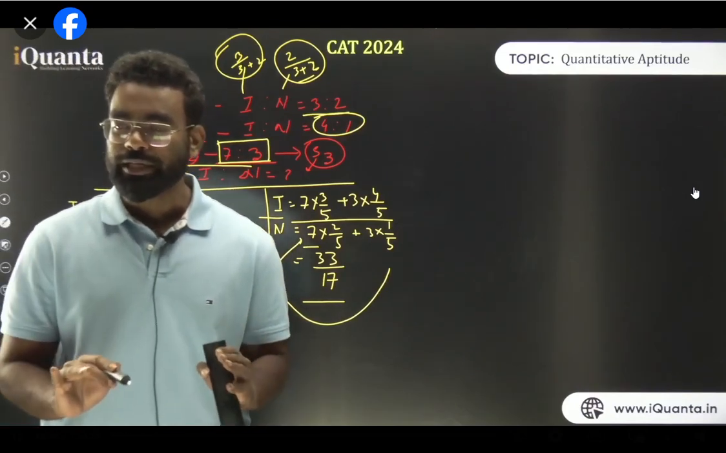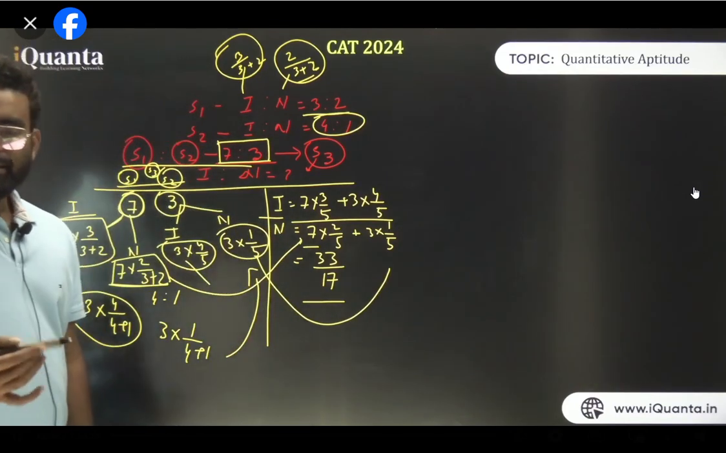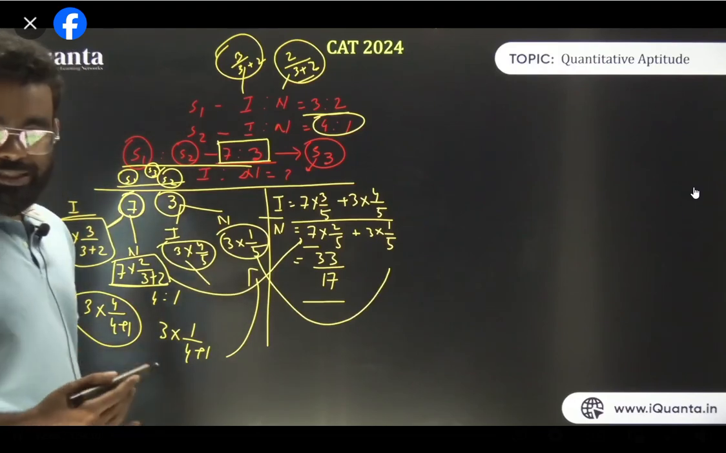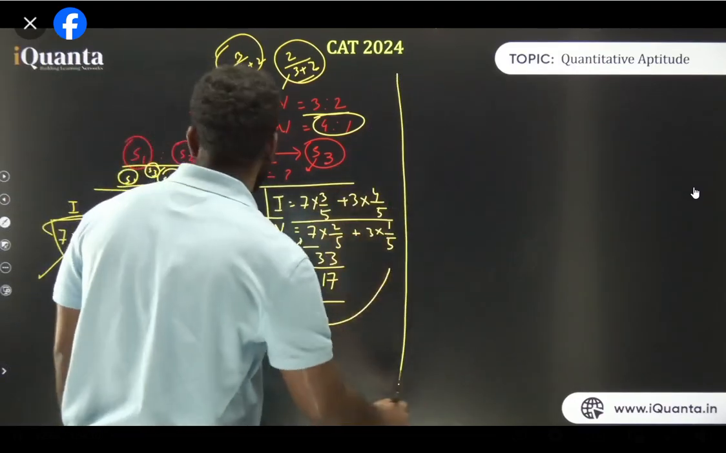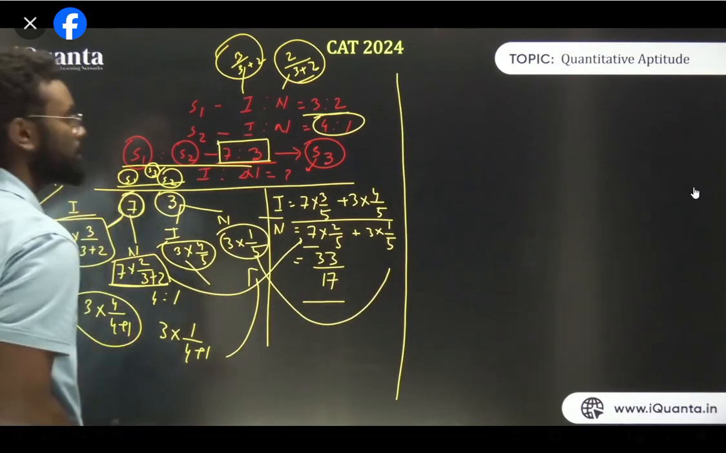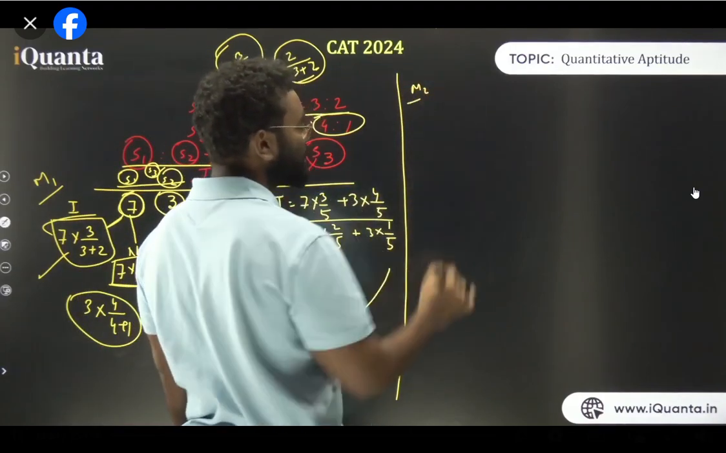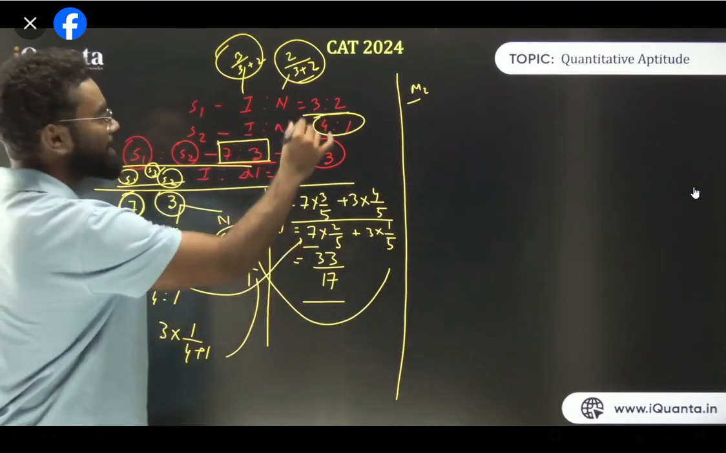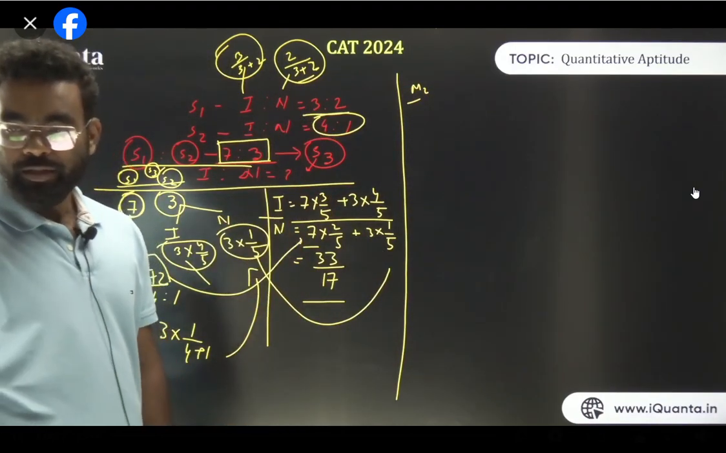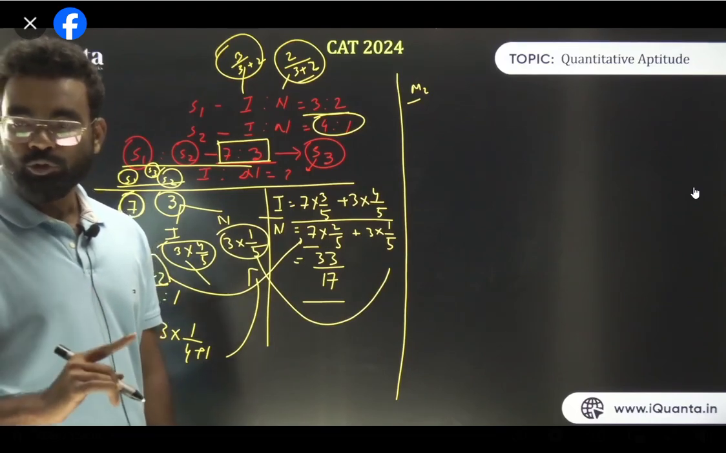Everyone, please understand properly. Next is what I need to discuss. Is this the only way? No, this is not the only way. So what is method 2? This one is method 1, I have written it. So what about method 2? In method 2, what we are going to do: if iron is to nickel is 3:2, what is the percentage of iron?